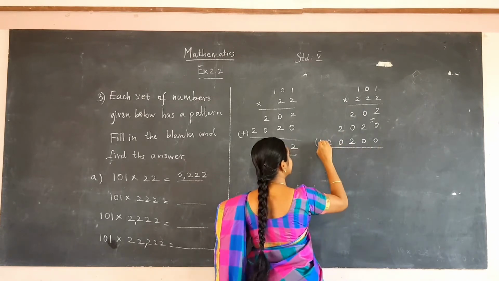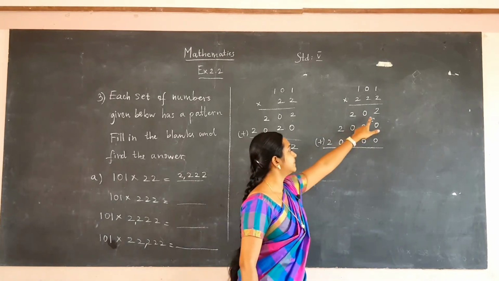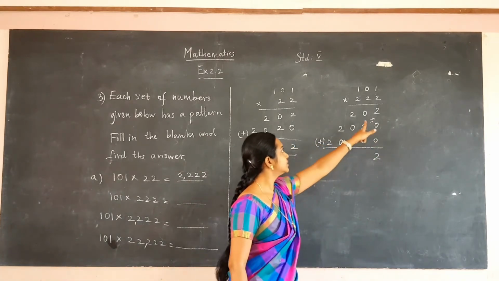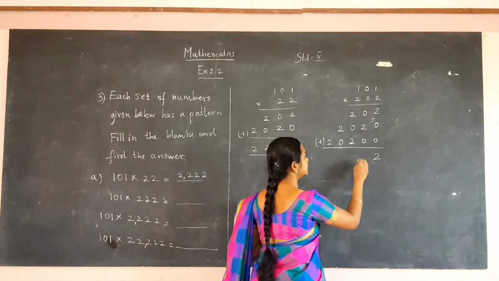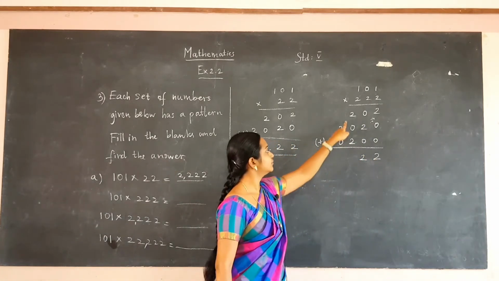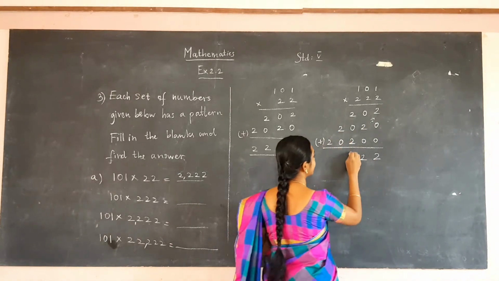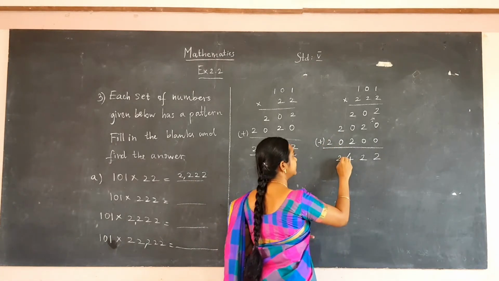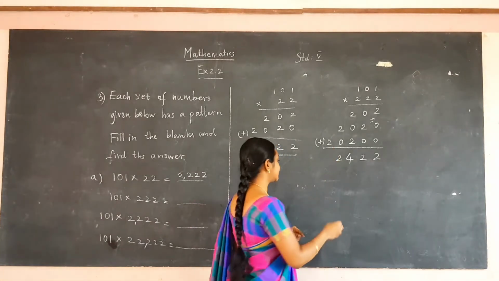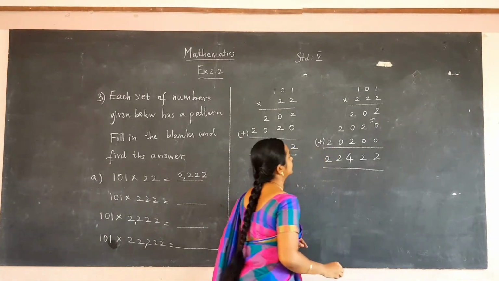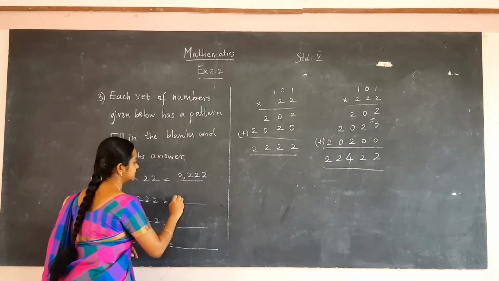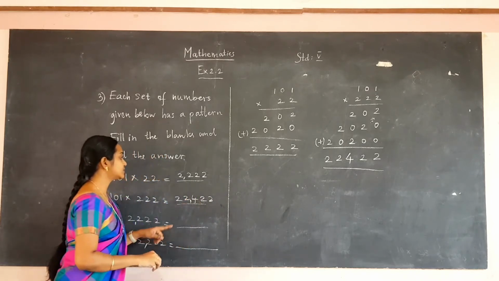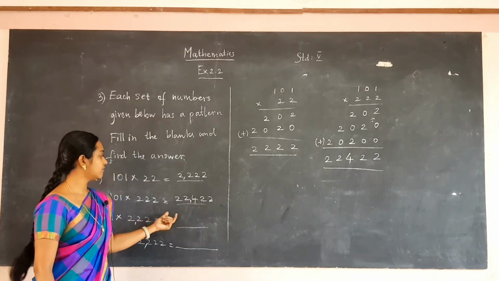Now add the three lines. 2 plus 0 will be 2. 0 plus 2 plus 0 will be 2. 2 plus 2 will be 4. 2 plus 0 will be 2, and here we don't have any numbers, so write 2 as it is. Write the answer in the blank. 22,422. Still we cannot find the pattern.